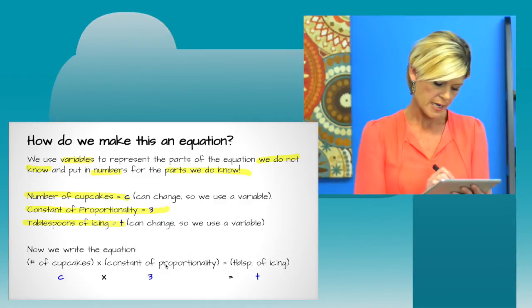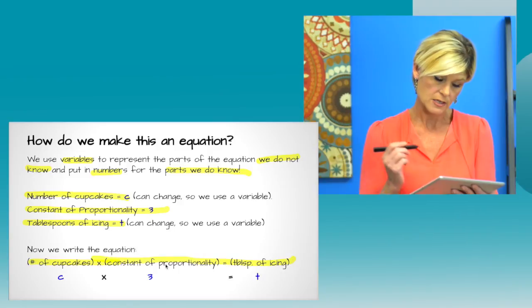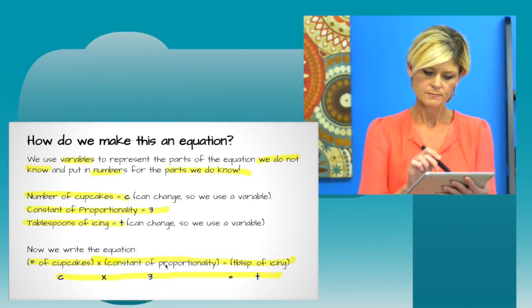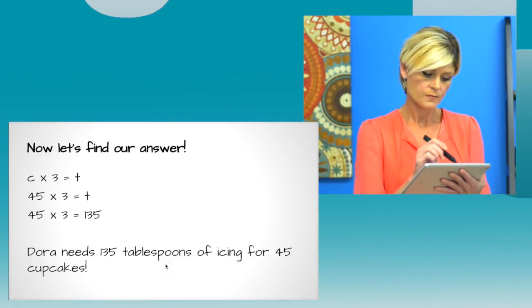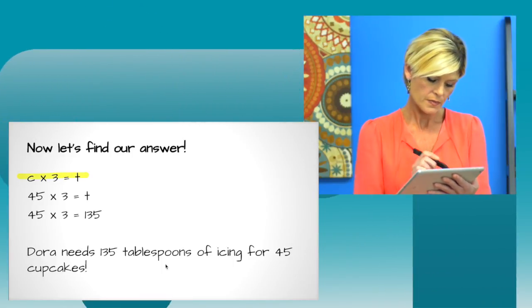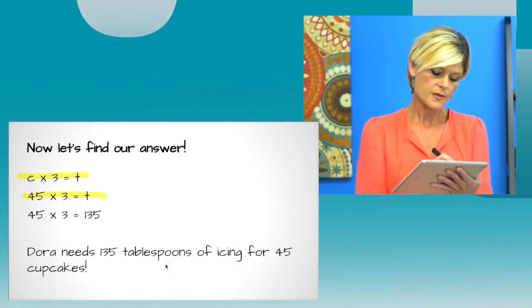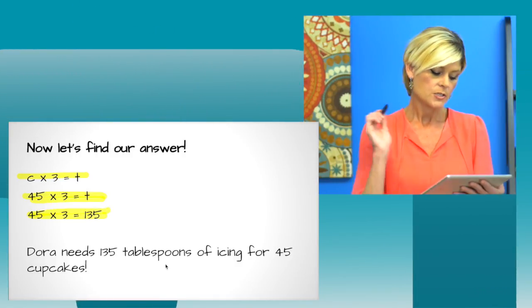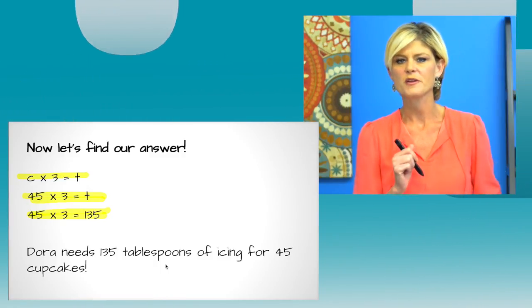Now we write the equation out as number of cupcakes times constant of proportionality equals tablespoons of icing, or C times 3 equals T. Now it looks like an algebraic equation. And the final step is just to simply solve. If we know our equation is C times 3 equals T, and we know that she's making 45 cupcakes, we can plug 45 in for C. 45 times 3 equals T, and 45 times 3 equals 135. So we know that Dora needs 135 tablespoons of icing for 45 cupcakes.